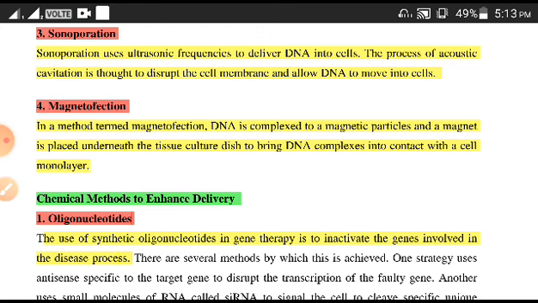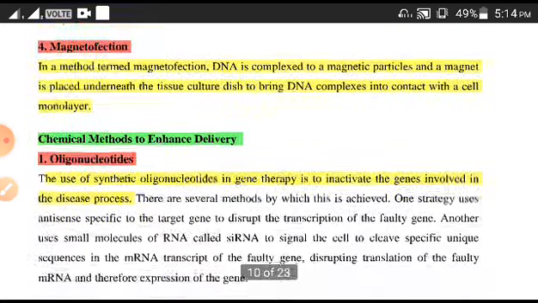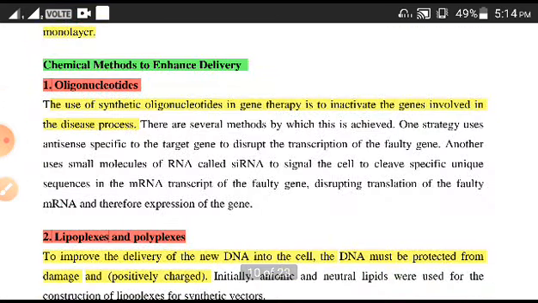Next is magnetofection. In a method termed magnetofection, DNA is complexed to a magnetic particle. So here what is happening, they are treating DNA with a magnetic particle, and a magnet is placed underneath the tissue culture dish, to bring DNA complexes into contact with the cell monolayer. Right. So by using the magnet, they are trying to take the DNA into the cell. Now these were the physical methods.